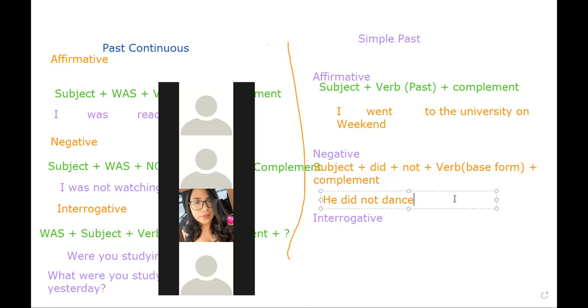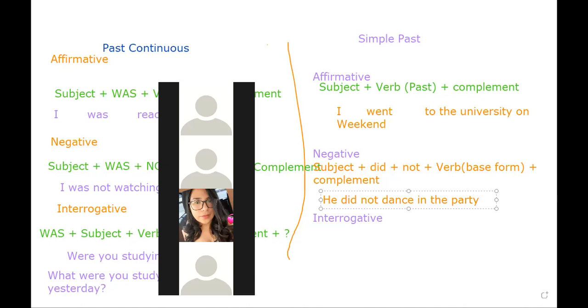But I want just to make a little review on this simple part, because I think you know that, but I just want to check if you remember the structure of it. We have here, he did not dance. I'm going to add a complement. For instance, I can say, he did not dance in the party.